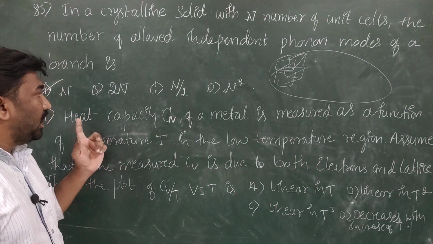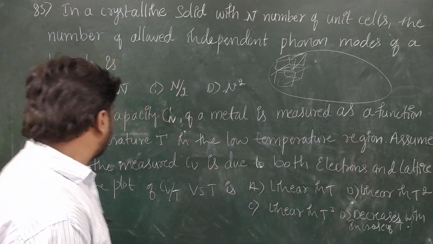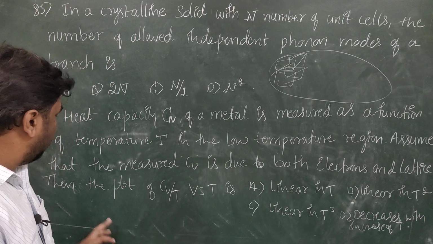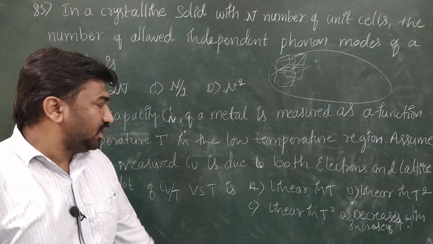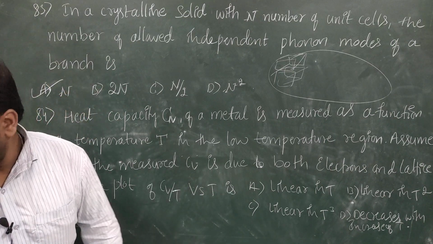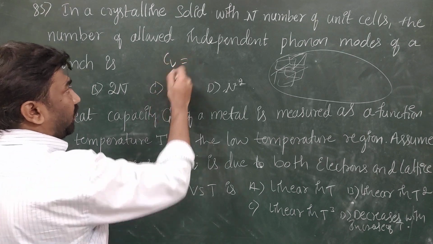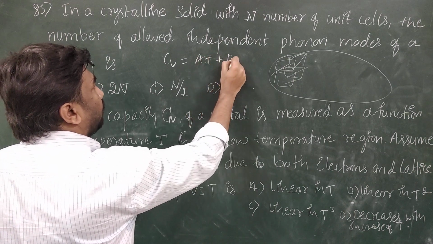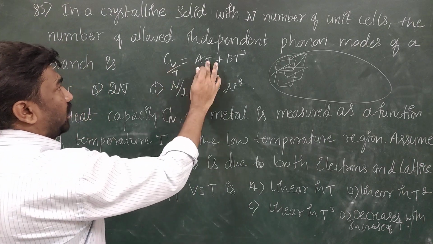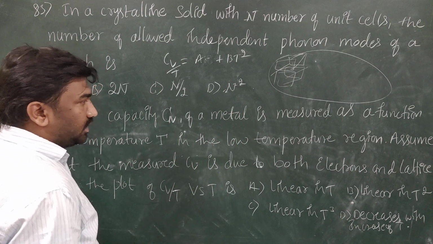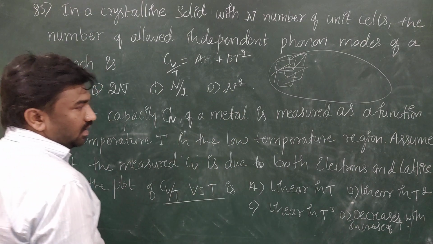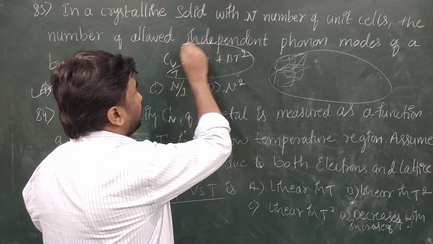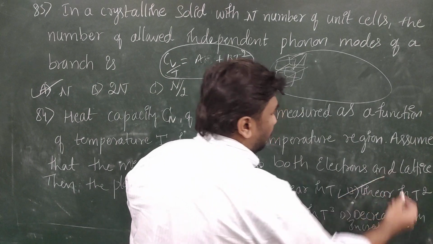Next question: heat capacity Cv of a metal is measured as a function of temperature T in the low temperature region. Assume that the measured Cv is due to both electronic and lattice contributions, then the plot of Cv by T versus T. We know that Cv for a metal is A T plus B T cube. If you take Cv by T, it is A plus B T square. So the answer is Cv by T versus T is linear in T square.